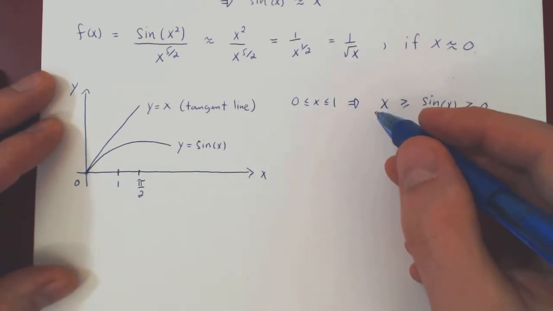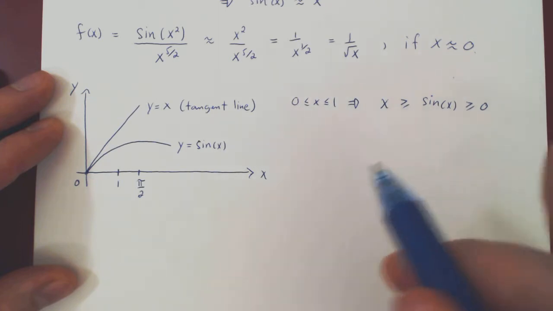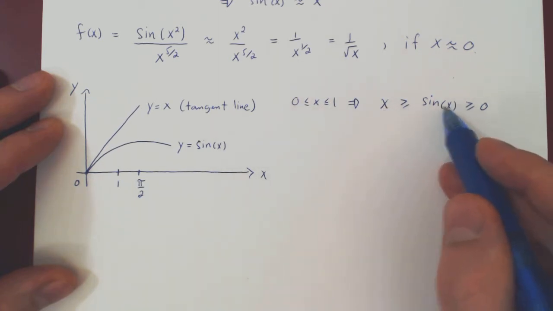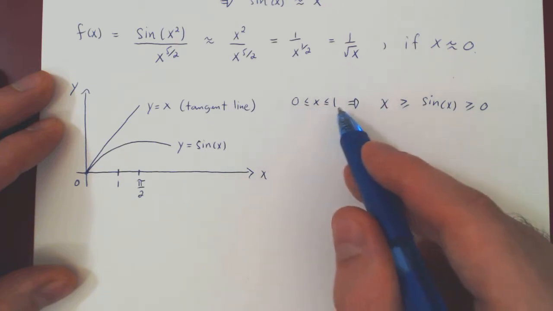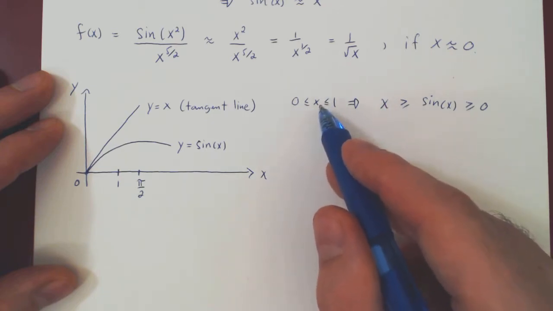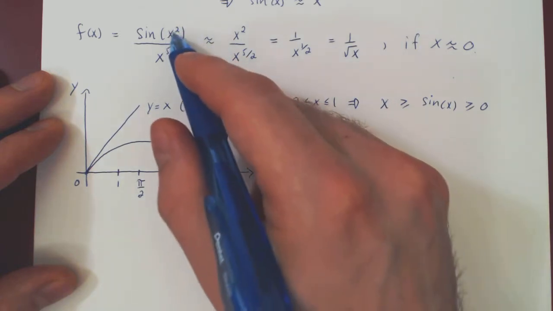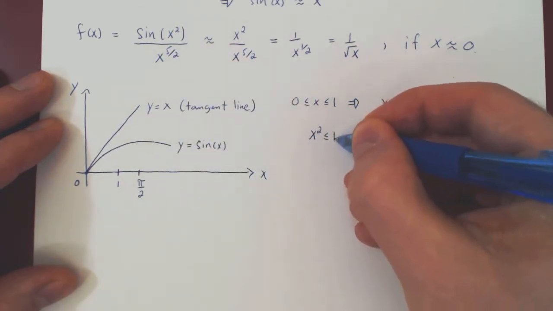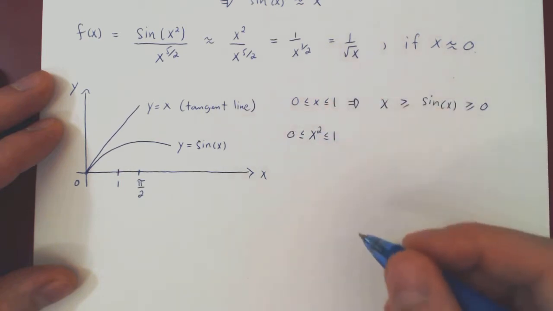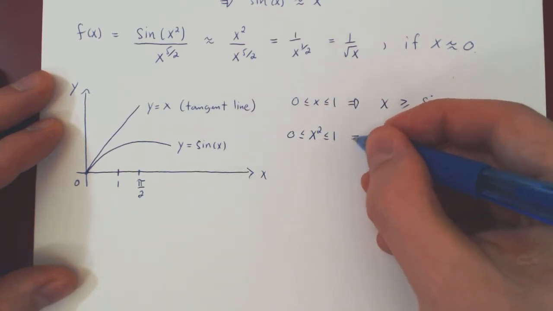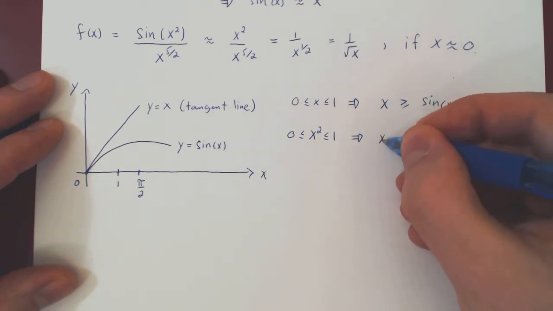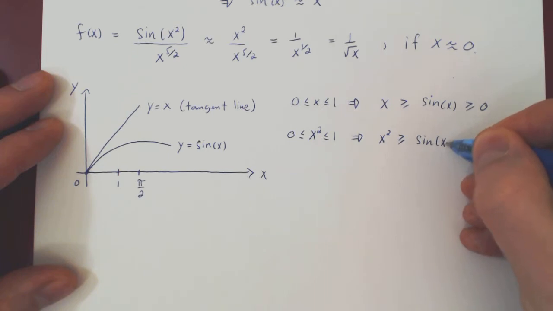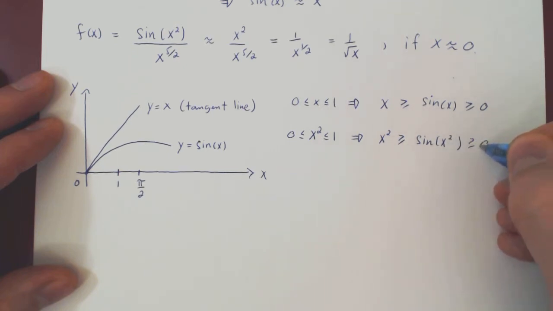And so we can take the reciprocal, but more interesting is this is true for any variable between 0 and 1. But if x is between 0 and 1, so is x squared. This is a direct consequence. Therefore, it is true that x squared is greater than or equal to sine of x squared, which in turn, of course, is at least 0.